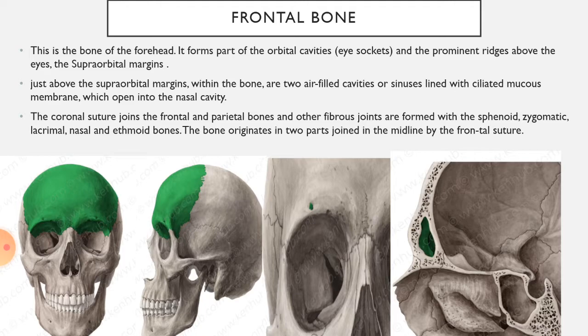When it joins with the maxilla, we call it the fronto-maxillary suture, and when it joins with the zygomatic bone here, we call this suture the zygomatic frontal suture. When it joins with the sphenoid bone, we call this suture the sphenoido-frontal suture, and when it forms the joint with the parietal bone, we call that suture the coronal suture. Okay.